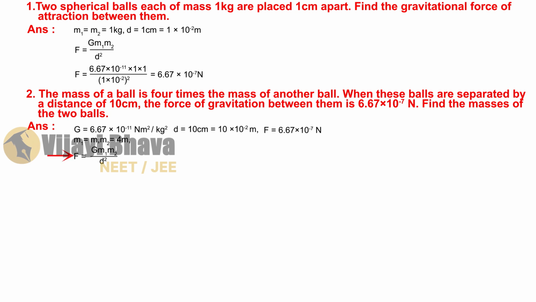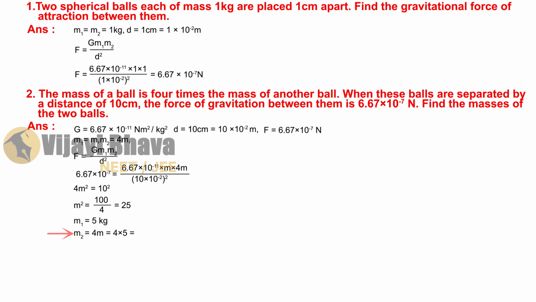Substituting all these in Newton's universal gravitational law, F is equal to G m1 m2 by d square, we get 6.67 into 10 power minus 7 is equal to 6.67 into 10 power minus 11 into m into 4m by (10 into 10 power minus 2) whole square. On simplification, we get 4m square is equal to 10 power 2. Otherwise, m square is equal to 100 by 4, which is equal to 25, and we know m is nothing but the value of m1. So therefore, the mass of the first body m1 is equal to 5 kg and the mass of the second body m2 is equal to 4m, which is equal to 4 into 5, that is 20 kg.